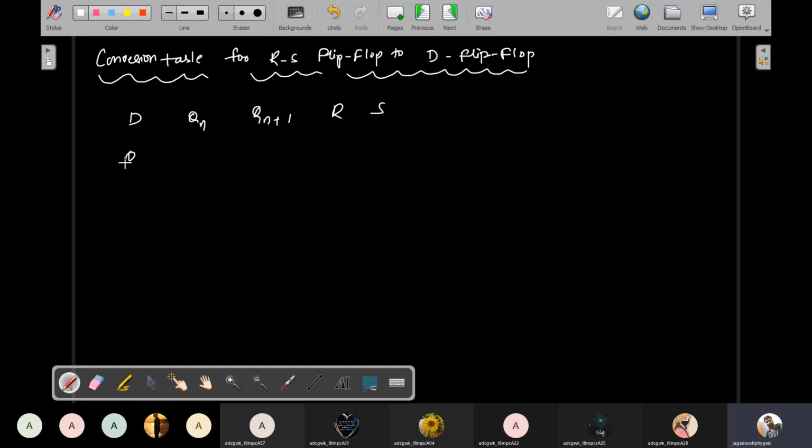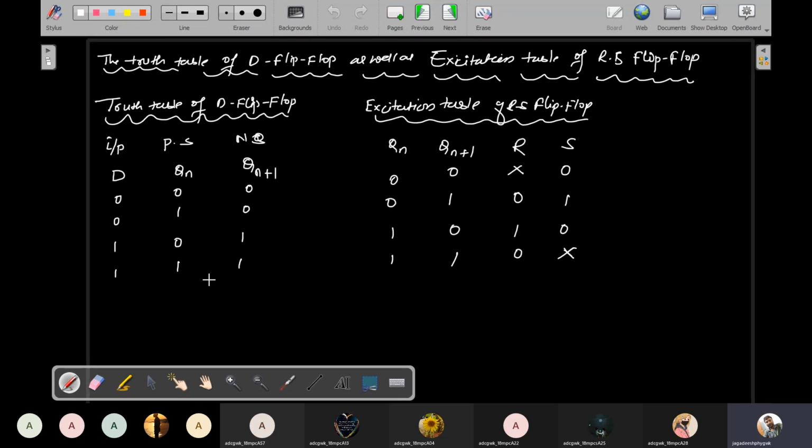You will write the D input as 0 0 1 1, only two combinations. You don't know the present state, so you will take 0 1 and 0 1. So what about the next state? The next state is simply 0 0 1 1. Why? Because you have already written this table using the truth table.